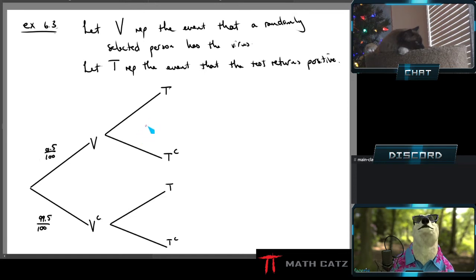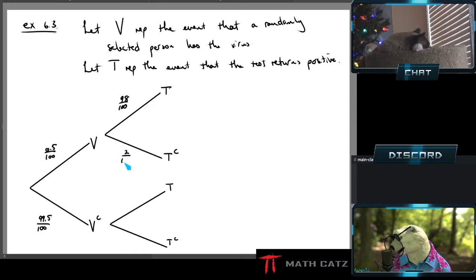Then they tell me the test is 98% correct. So that means if I take this first step and have a person that has the virus, the test is going to say that they have it 98% of the time. And it's going to make the incorrect conclusion 2% of the time. When I present the test with a person that doesn't have the virus, it's going to correctly say negative 98% of the time, but it's going to sometimes say positive because it has an error built into it. Nothing is perfect.